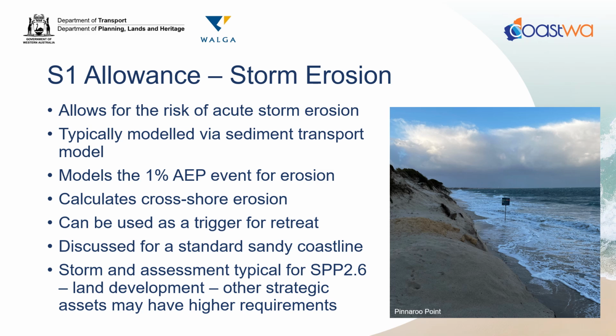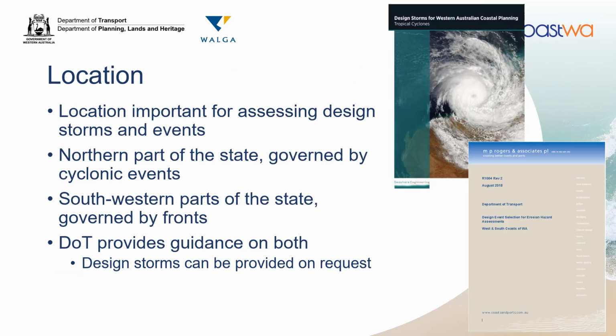So for instance, if you're considering an asset such as a hospital or an airport, you may want to consider a different storm event. The location of your site is important for assessing the design storms and events which you'll model to determine that S1 allowance. So in the northern parts of the state, we obviously can experience cyclonic events, and these will be very different to the storm events we'll see in the southwestern parts of the state. Depending on your location around the state, you'll therefore use a different design storm event for both. And the Department of Transport provides guidance on both of those.